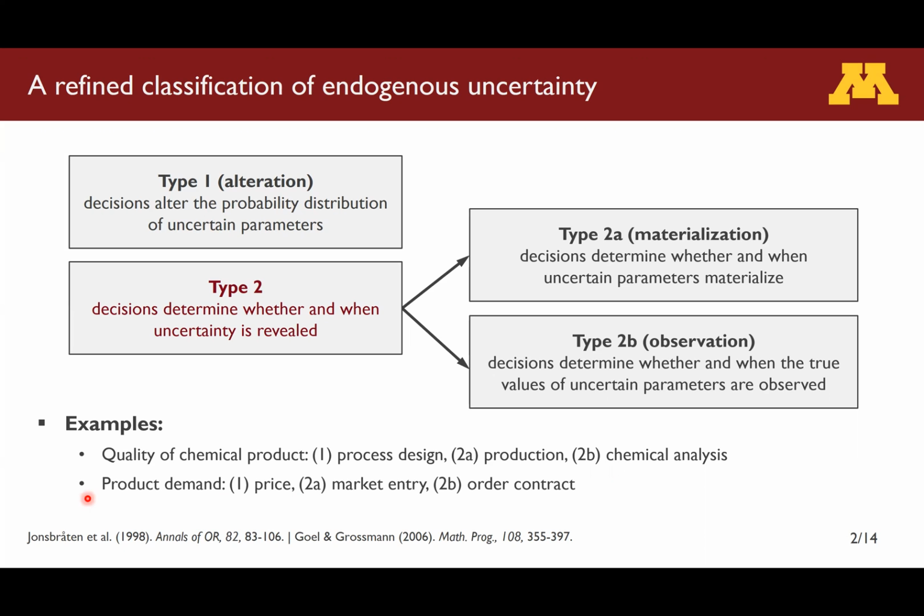The second example is product demand, which for us is typically an exogenous uncertain parameter because we consider problems in manufacturing where our decisions usually can't affect the product demand. The situation changes if we're in marketing, for example, or consider a revenue management problem. Then product demand can be type 1 endogenous if we can affect its distribution by changing the price. If it's a new product that hasn't been launched yet, then it's also type 2A endogenous because the uncertainty in the product demand will only materialize after the product is on the market. Finally, the true value of the product demand is only observed when an order is placed. If we can affect that timing, for example through a contract with a customer, then it's also type 2B endogenous.